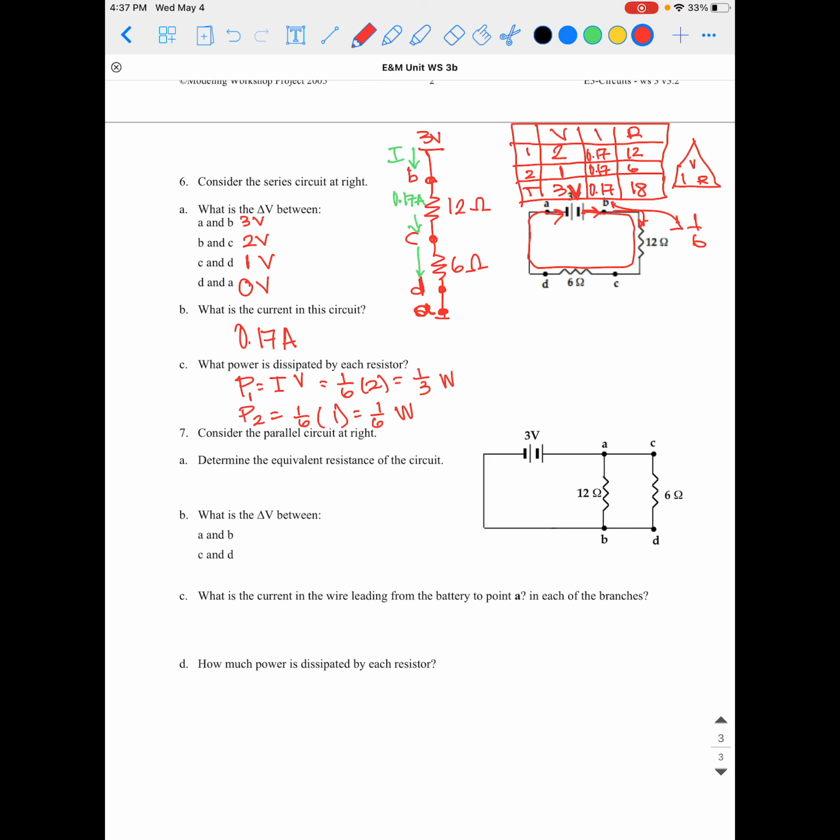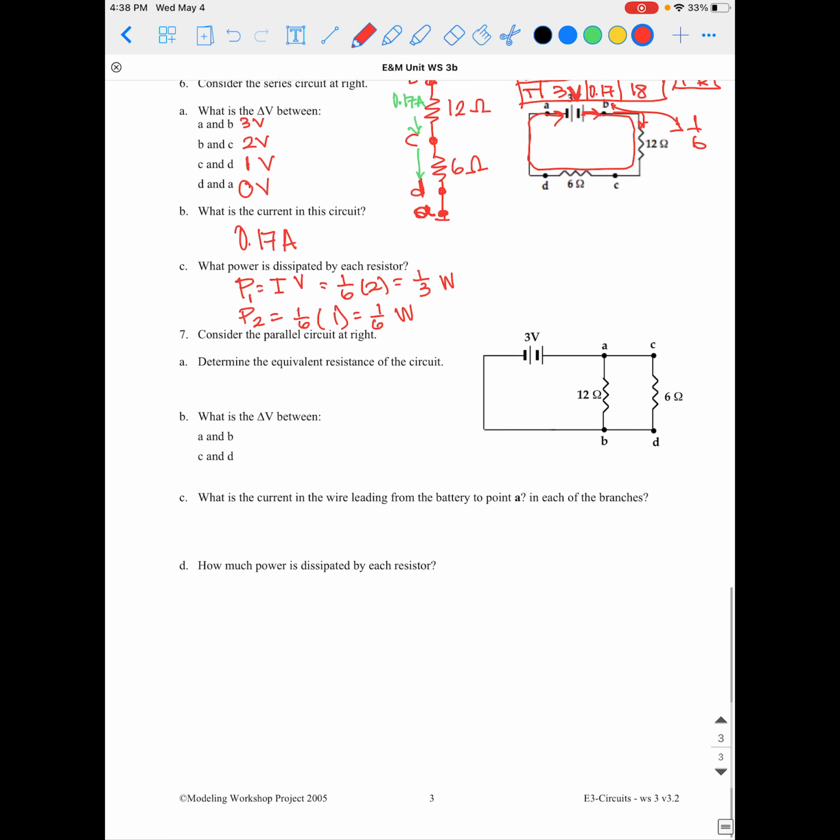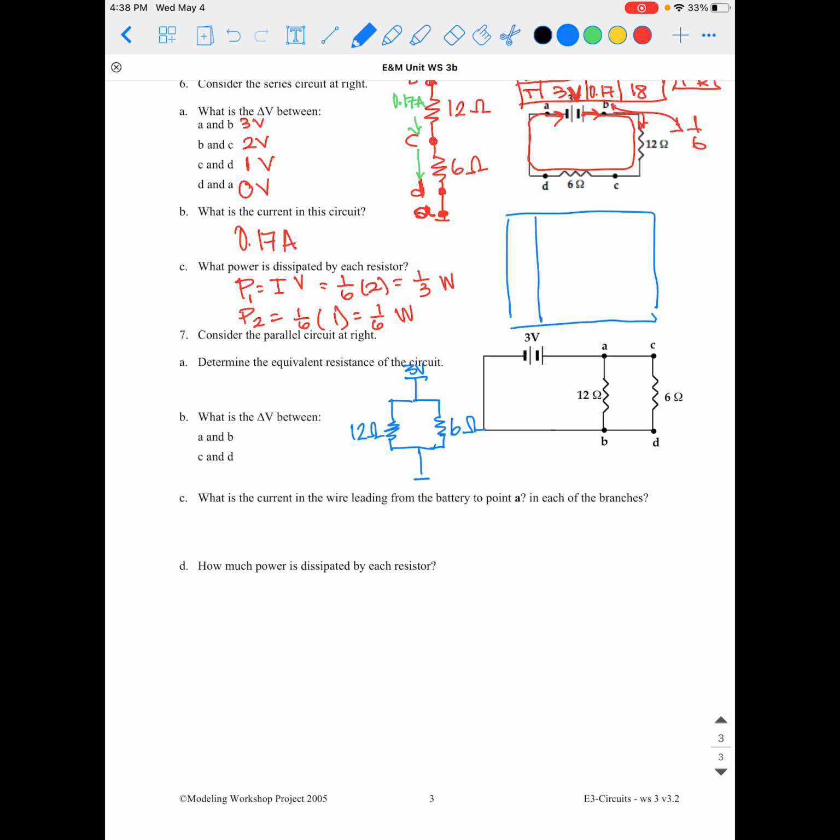Now we're going to do the same process, but we're going to do it with a parallel circuit. I'll use a different color and squeeze this in here. A parallel circuit starts with 3 volts, and it splits up into 2 branches. So that lets you know that your current is also going to be split up. I've got 12 ohms and 6 ohms, and I'm going to do a VIR chart for this one as well. So VIR, 1, 2, and total.